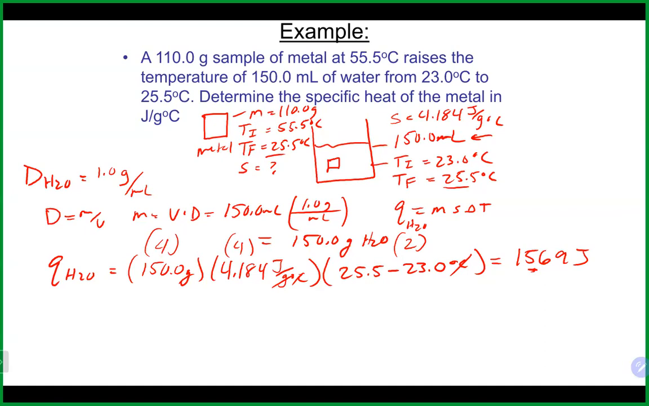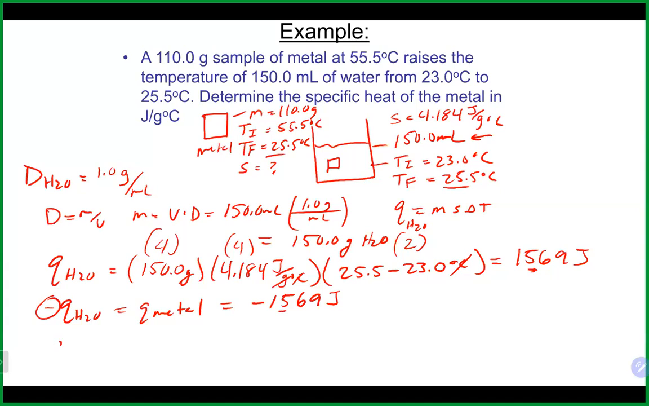We do see that our Q value is positive, which means it's endothermic, which is what we expect to happen when we throw the hotter metal into the water. Now our relationship between the water and the metal is that negative relationship, which means Q of the metal would be negative 1569. And again, I'm hanging on to all my numbers there. And now that we have the Q of the metal, which is exothermic and negative, we have everything that we need to solve for the specific heat capacity of the metal.